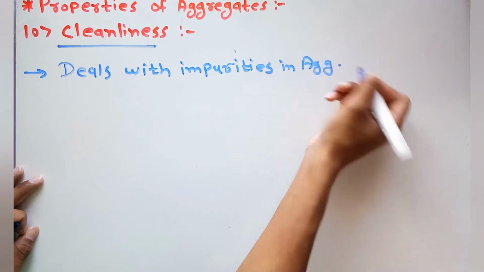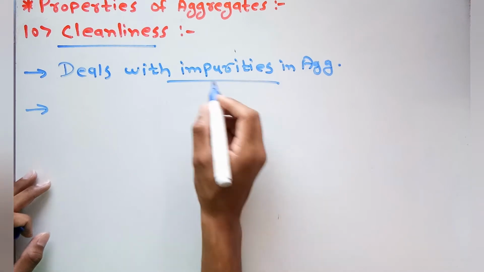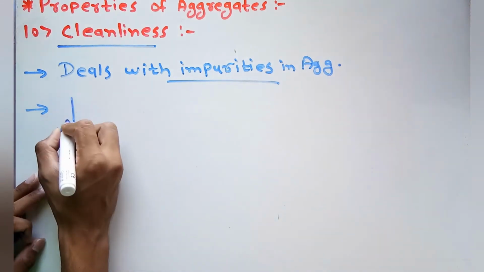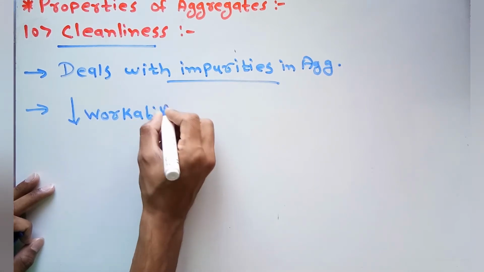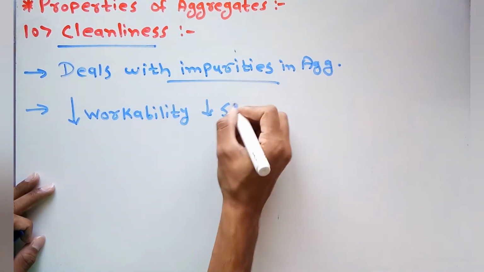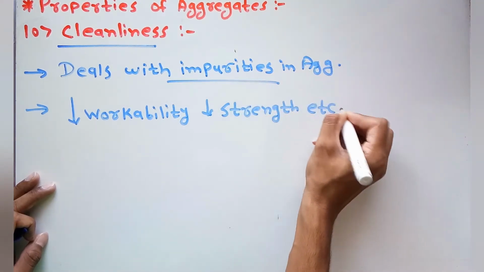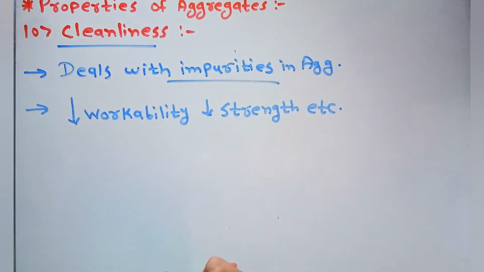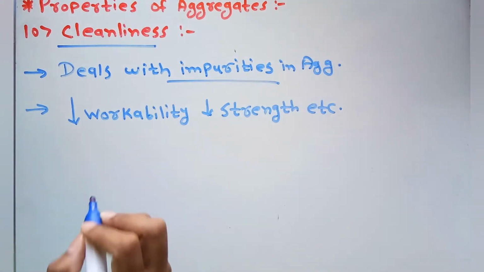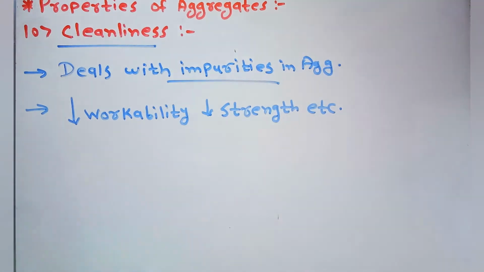These impurities can have a big effect on the concrete matrix: they may reduce the workability, they may reduce the strength, and they affect various other parameters of the particular concrete mix. Now we will see what the impurities are. We will take two examples of impurities and see what they impart on the particular concrete mix.